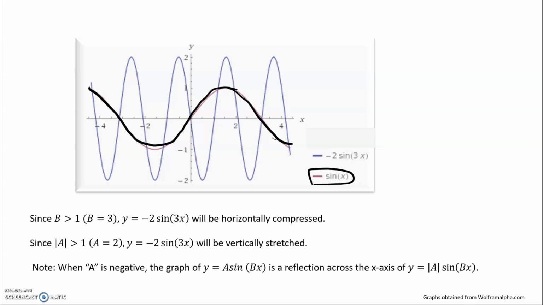Okay, now here is just regular sine, and the other graph is negative 2 sine of 3x. Notice how b is greater than 1, so it's horizontally compressed, so it's pushed in this way. And a is 2, so it is stretched up, and the negative will reflect across the x-axis.